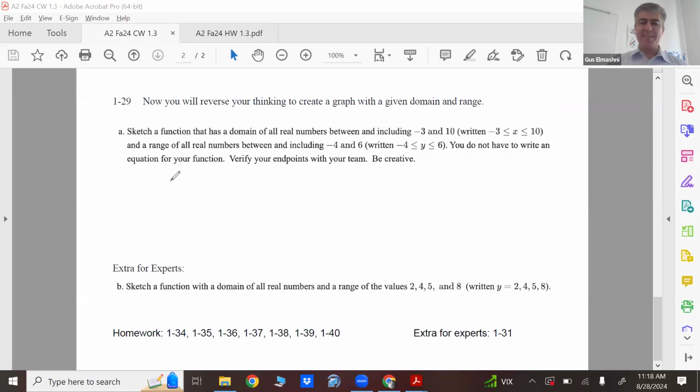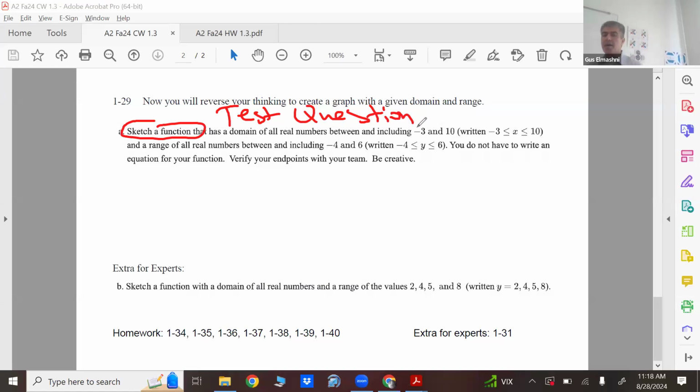All right. Here we go. This is a test question. Okay, maybe I got your attention now. This will be a test question in a couple weeks. We are going to ask a question like this. You're asked to sketch a graph with these parameters. The domain is between -3 and 10. The range is between -4 and 6. You don't have to make an equation, but you do have to draw a graph. We'll do this together.